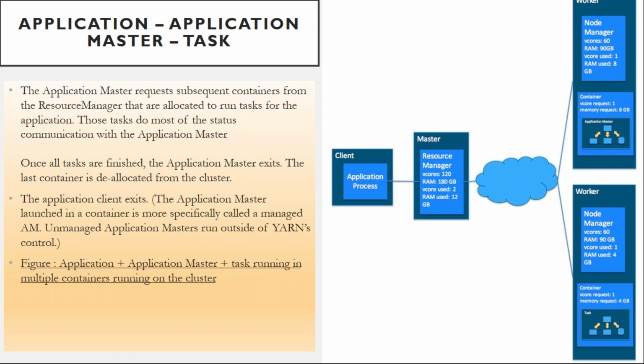The application master will request the subsequent containers from the resource manager that are allocated to run a task for the application. Your application is a job. Your job is a task. Your task will have multiple subtasks. For your multiple subtasks or for your task, there should be a container requested. That container, or subsequent containers, from the resource manager will be requested for each of your applications. This application master will do most of the communications with the resource manager.